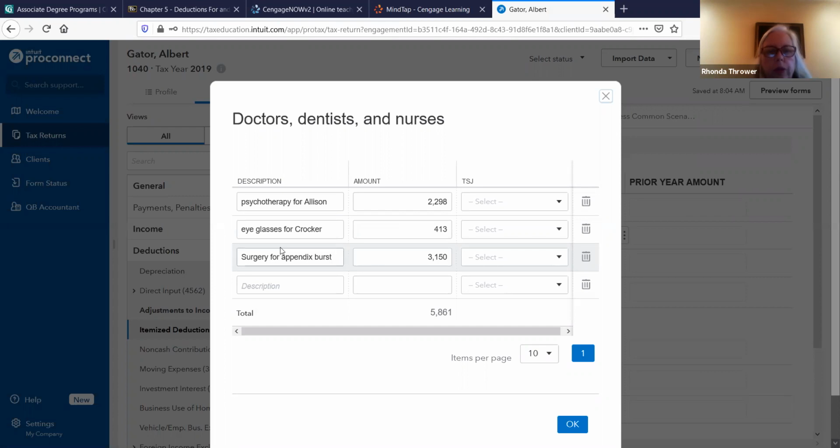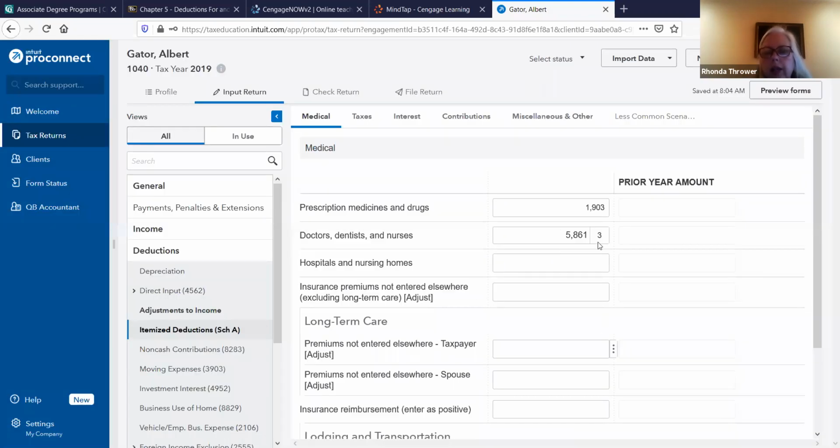So surgery for his appendix burst is the description I wrote down. The doctor's fees were $31.50. Since this says doctors, dentists, and nurses, these were unreimbursed because the insurance didn't take care of it. And so I just recorded all 3 of these separately. When you add them up, it comes to a total of $58.61. So I'm going to click OK, and you'll notice it puts that total in for you. So again, I had 3 different items that I added in here for a total of $58.61.